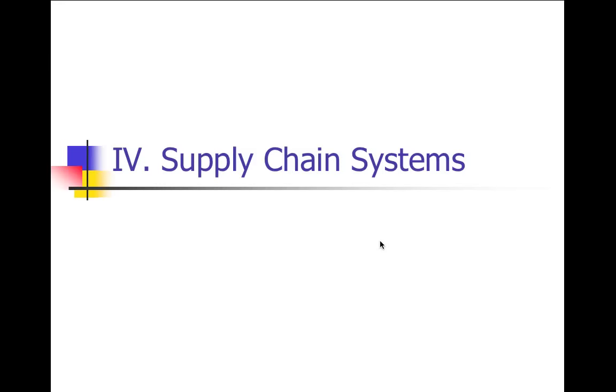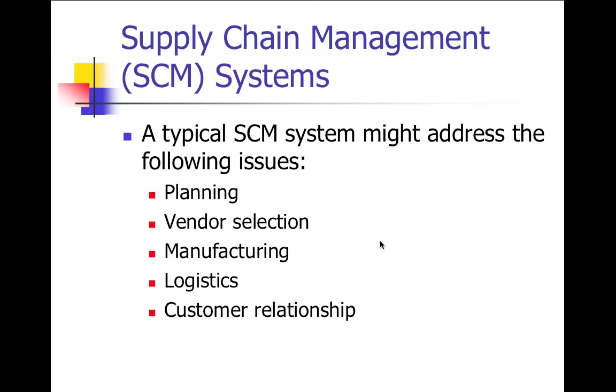Thank you. All right, supply chain systems, we've looked at this already as well by definition. Let's take a look at some of the strategic advantages in terms of the IT implementation. The typical supply chain system might address planning, vendor, manufacturing, logistics, and believe it or not, customer relationship. So you're thinking supply chain. Well, what does that cover?